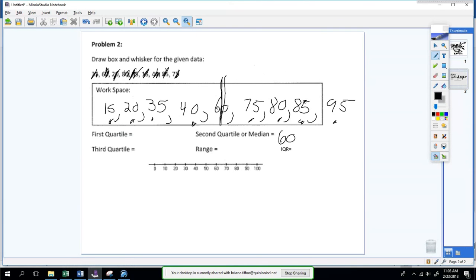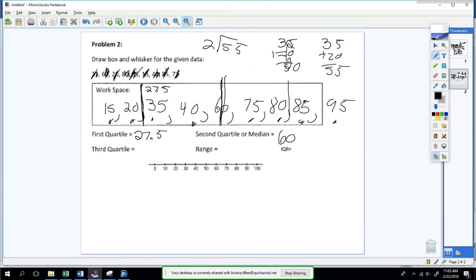Now we're going to have to find our first quartile. The median of the lower half is going to fall between the 20 and 35 because I have 2 on my left side and 2 on my right side. So the mean between them, the average: 35 plus 20 is 55, and then you divide by 2, and you get 27.5. So our first quartile is 27.5.